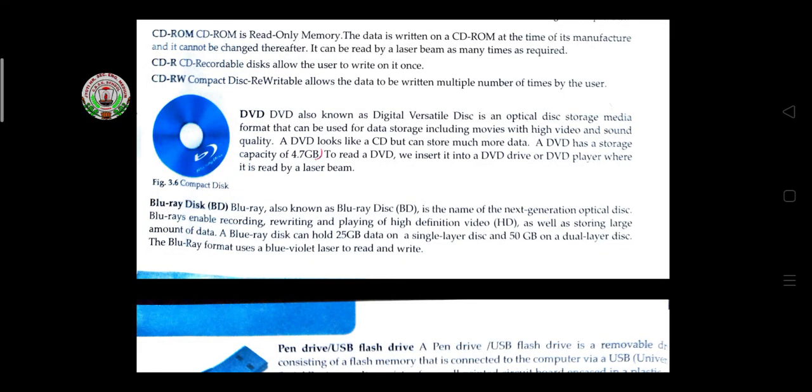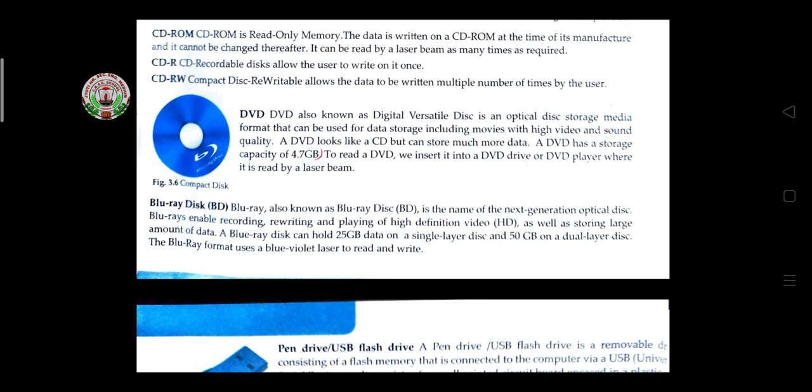Now Blu-ray disc. Blu-ray disc, also known as BD, is the name of the next generation optical disc. Blu-rays enable recording, rewriting and playing high definition video as we are storing a large amount of data. A Blu-ray disc can hold 25 GB data on a single layer disc and 50 GB on a dual layer disc. The Blu-ray format uses a blue-violet laser to read and write. So Blu-ray disc is also used to store data, and it enables recording the data, rewriting also, and playing high definition video.